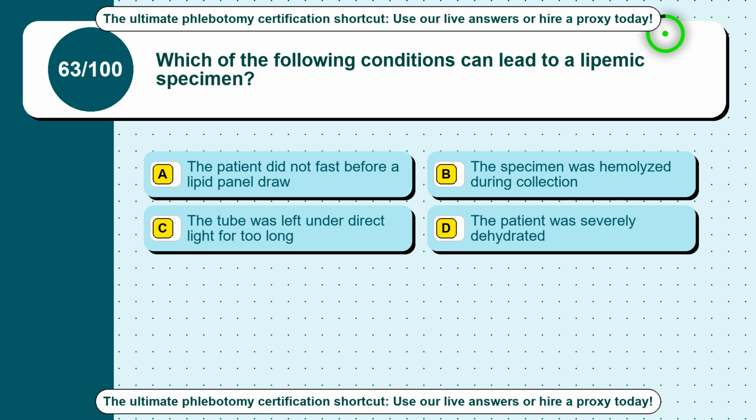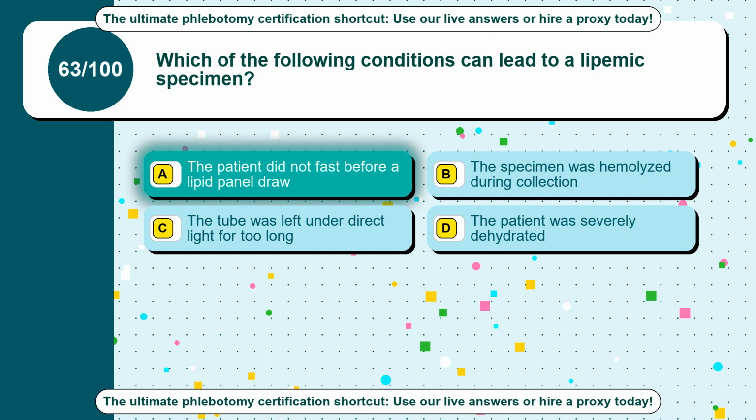Question 63. Which of the following conditions can lead to a lipemic specimen? Option A. The patient did not fast before a lipid panel draw. Option B. The specimen was hemolyzed during collection. Option C. The tube was left under direct light for too long. Option D. The patient was severely dehydrated. The correct answer is option A.